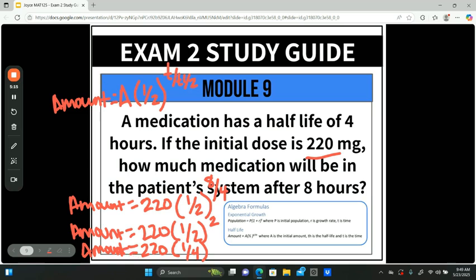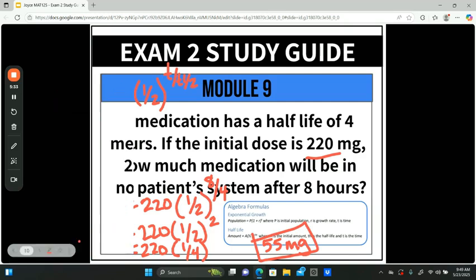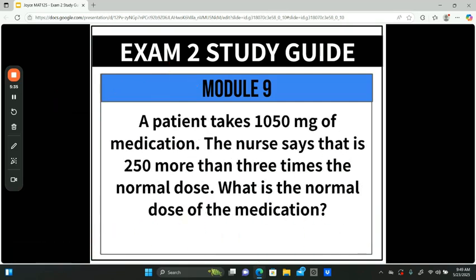Okay, and that's going to leave us with 55 milligrams. A patient takes 1,050 milligrams of medication. The nurse says that this is more than 3 times the normal dose. What is the normal dose of the medication?